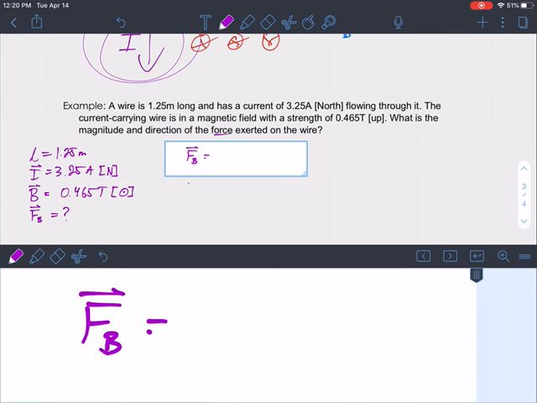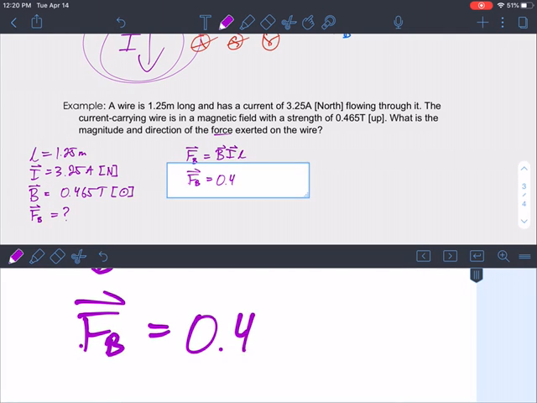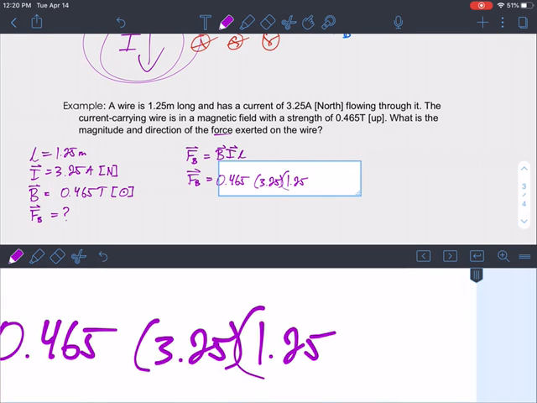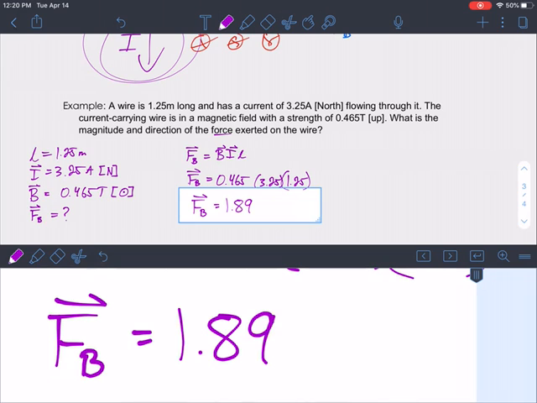F equals BIL. So this is a nice one, we just plug it in. We've got B is 0.465, we've got I is 3.25, and we've got L is 1.25. And we get the force in newtons is 0.465 times 3.25 times 1.25, and we get 1.89 newtons.